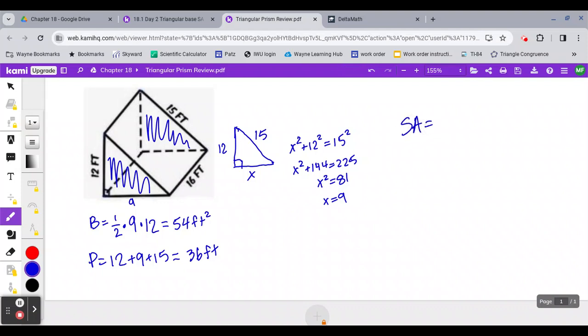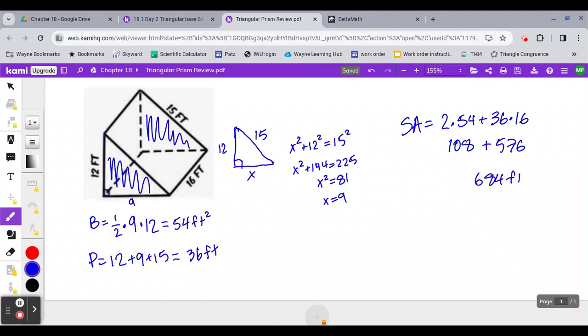It is 2 times the base, so 2 times that 54, plus whatever the perimeter is, which is 36, times the height, which we said is 16. Okay, so that comes out to 108 for 2 times 54. 36 times 16, once again, use a calculator, that's fine. If you grab one today, that's fine. Just put it back for me. We'll get 576. Add that with 108, and we'll get 684.